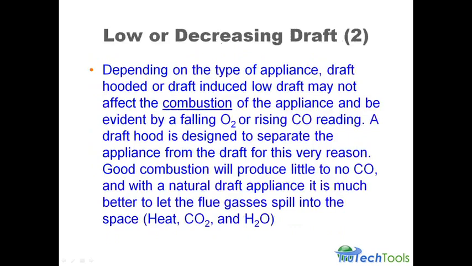Also, depending on the type of appliance, draft hooded or draft induced, low draft may not affect the combustion, right? Because we're talking about an atmospheric appliance. The draft hood is designed to separate the appliance from the draft. So the combustion may be fine, but you're spilling all the flue gases into the space. So remember, good combustion will produce little or no CO. And with a natural draft appliance, it's better to let those flue gases spill into the space than it is to create a fire. So that's the whole idea behind the draft hood.